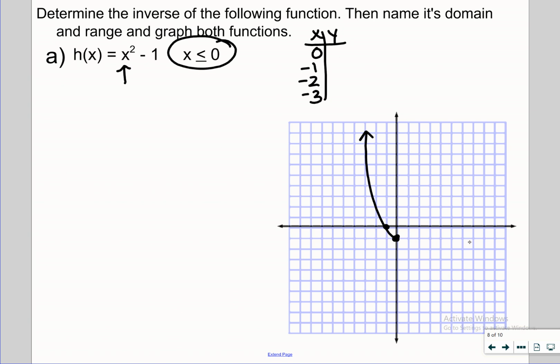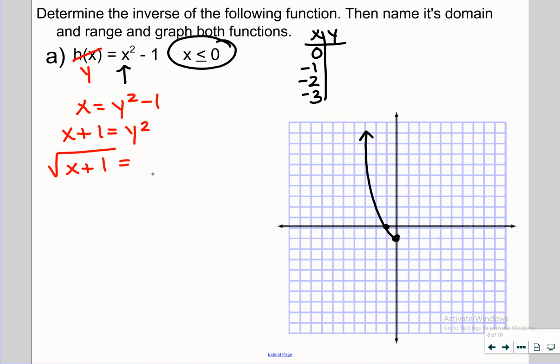Switch x and y, and you just got to remember that h of x means y. So it's going to be x equals y squared minus 1. How do I solve for y? Add 1. And then square root.